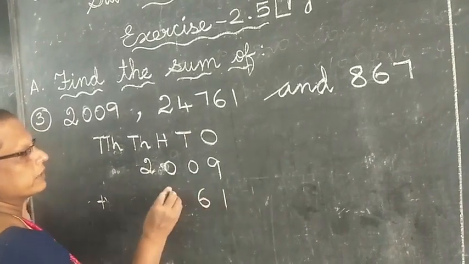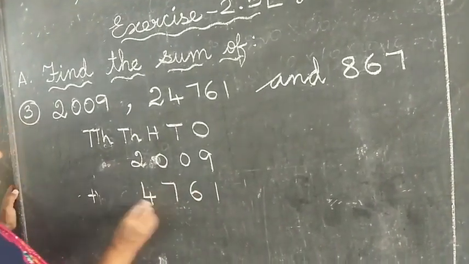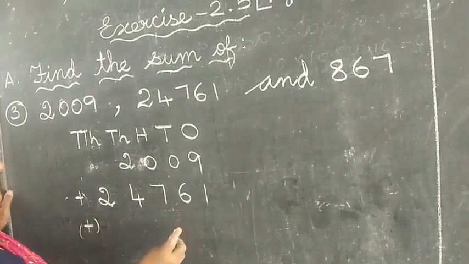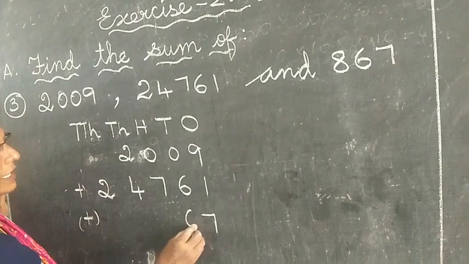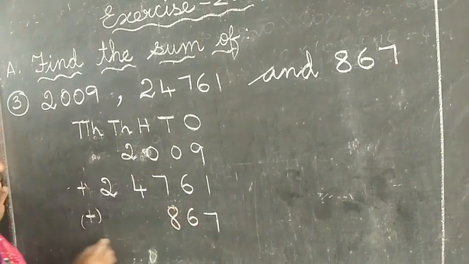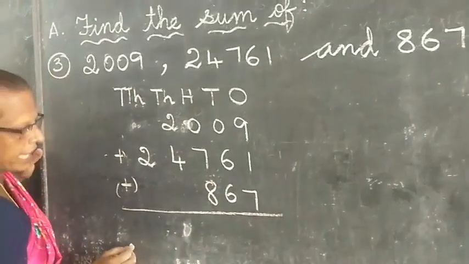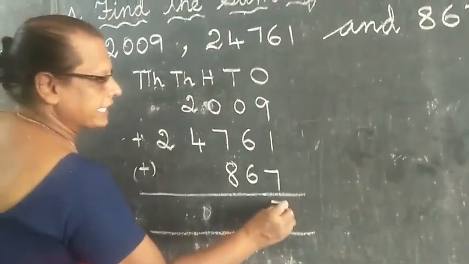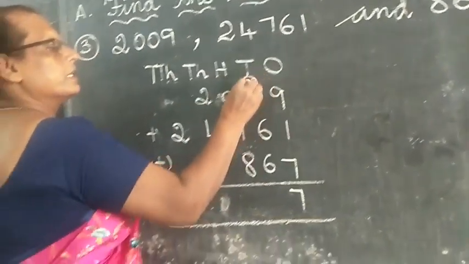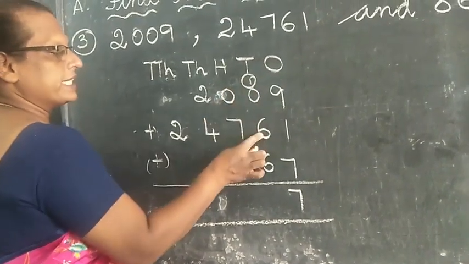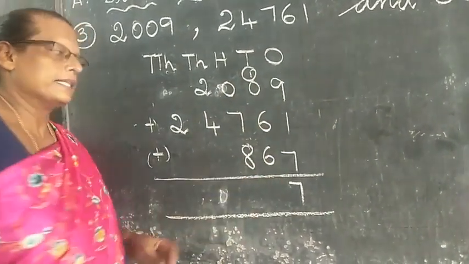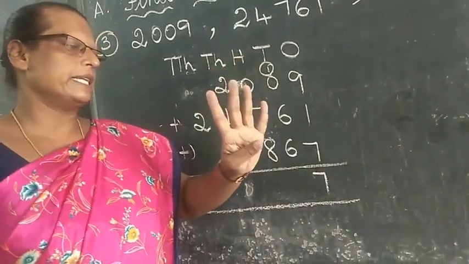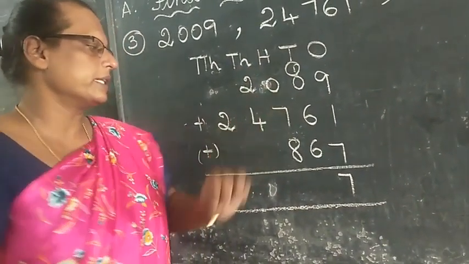Then 24,761. The last one 867. So we have to add now. Okay, 9 plus 1 what, children? 10. 10 plus 7, 17. Here you no need to add. 1 plus 6, 7. 7 plus 6, 7 in the mind, 6 in the finger. After 7, 8, 9, 10, 11, 12, 13.